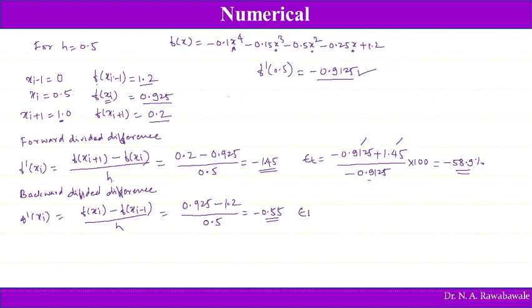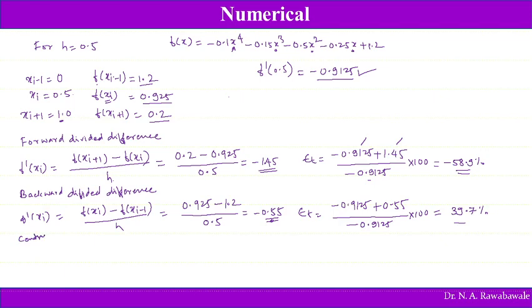So the true error can be obtained. The true value is minus 0.9125 minus of minus, so the approximate value is 0.55. So 0.55 divided by the true value, minus 0.9125, into 100. So this error we get as 39.7%. So here the error is less, 39.7%.